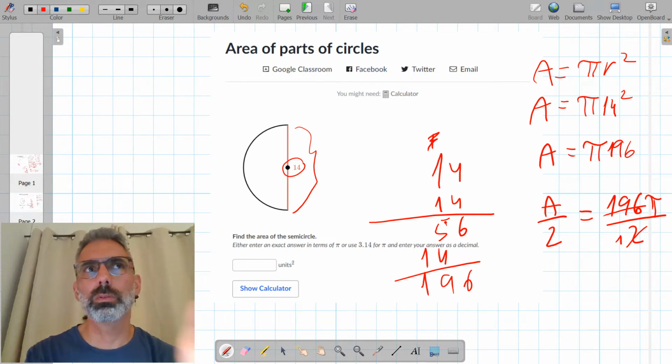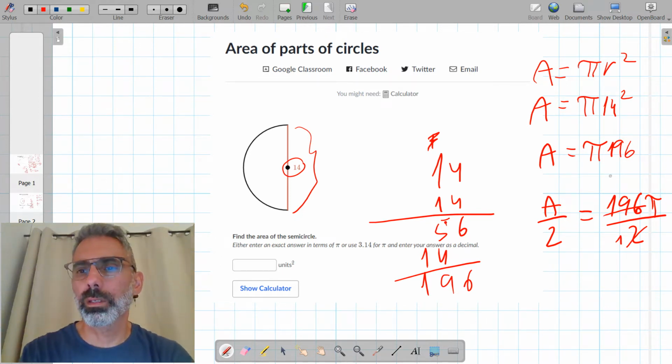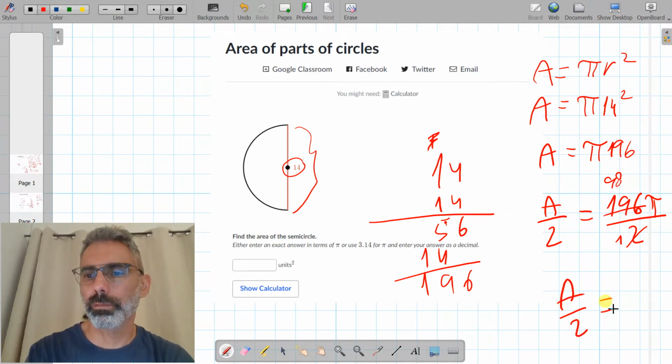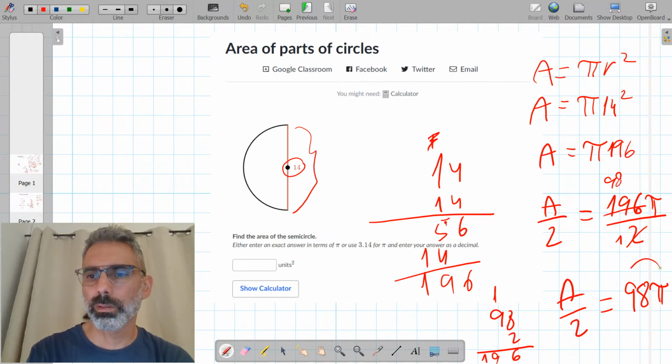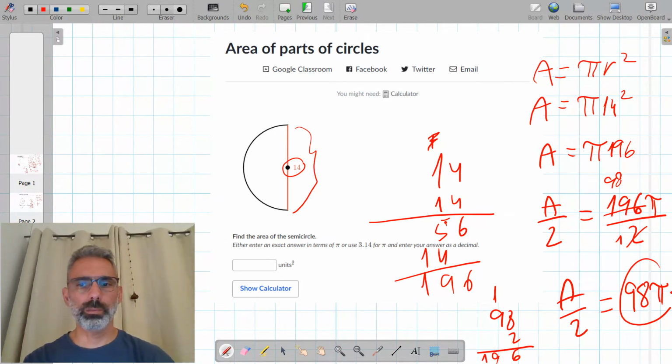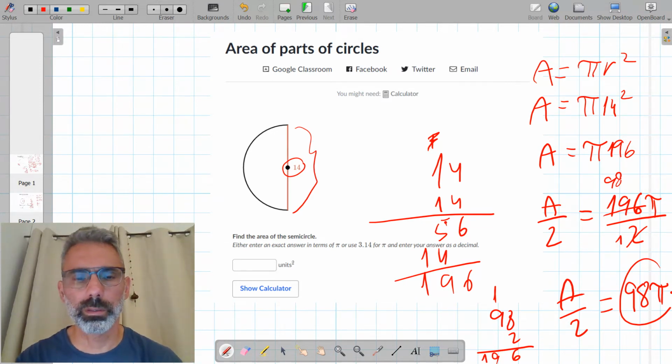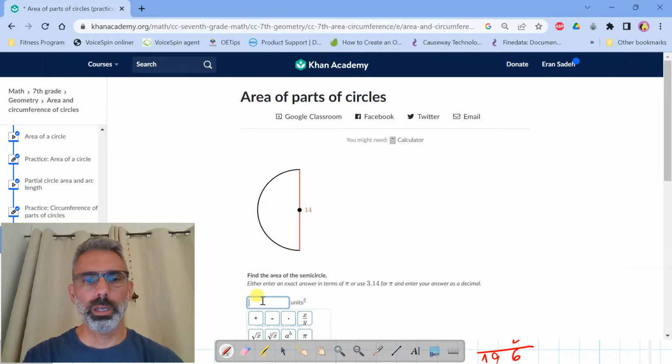180 divided by 2 is 90, and 16 divided by 2 is 8, so this is 98. So half the area of the circle is 98 pi. Verify 98 times 2, 8 times 2 is 16, 9 times 2 is 18 plus 1 is 196. So the answer is that 98 pi is the area of the semicircle. 98 pi units squared.